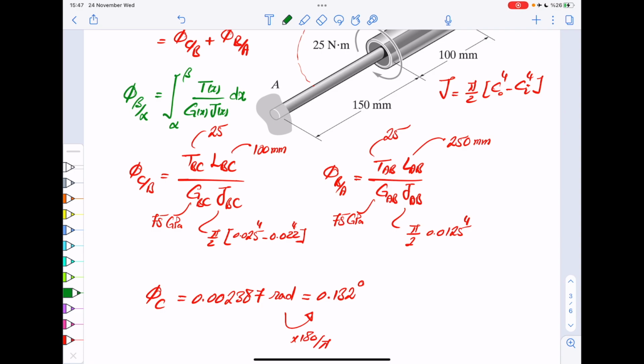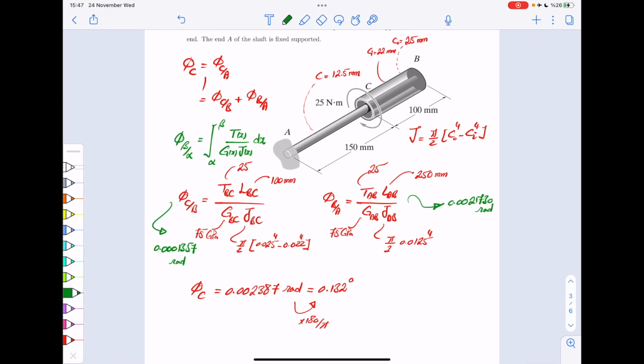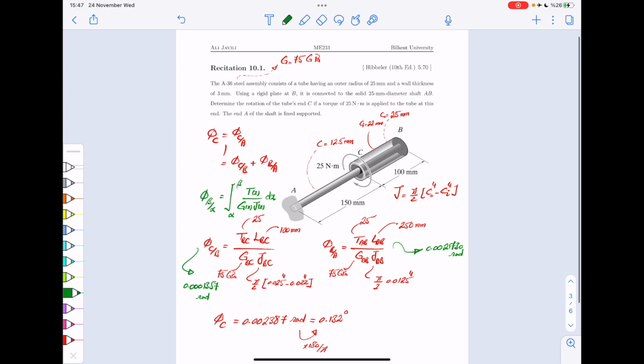Also, just for your own calculations to check, this phi of C with respect to B would be 0.0001357 radian, and this one would be 0.02173 radian. All right, so this was the first exercise. Do you have any question? Is that all clear?